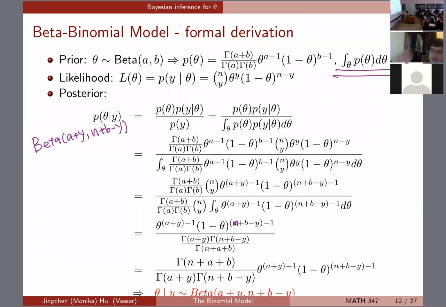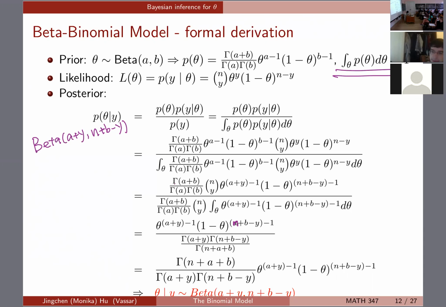Yes, I have a question. Sure, yeah. So this might be a dumb question, but is there any difference between saying that it's proportional to a beta distribution and saying that it is a beta distribution? Because could we just ignore the integral on the bottom completely and know that it is just a beta distribution?